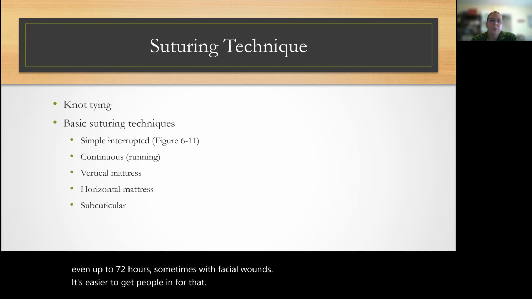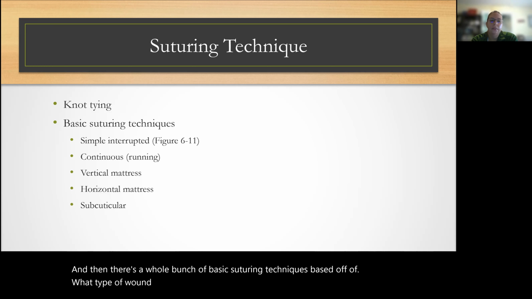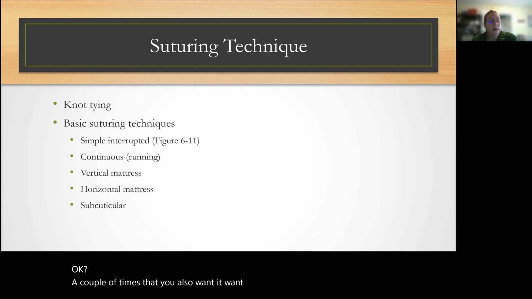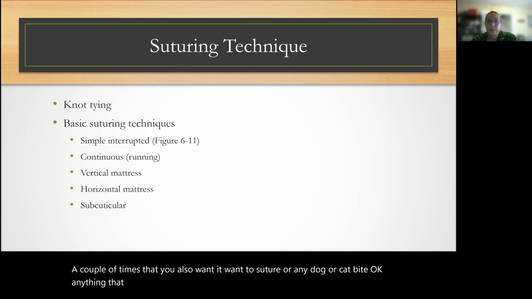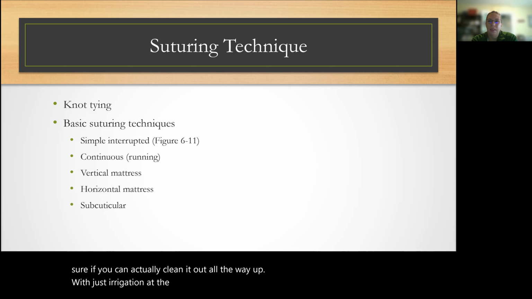And then there's a whole bunch of basic suturing techniques based off of what type of wound you have, and they'll go through this more in your lab, okay? A couple of times that you also wouldn't want to suture: any dog or cat bite, okay? Anything that has those deep wounds, and that you're not sure if you can actually clean it out all the way with just irrigation at the bedside, that would increase the risk of infection, okay?